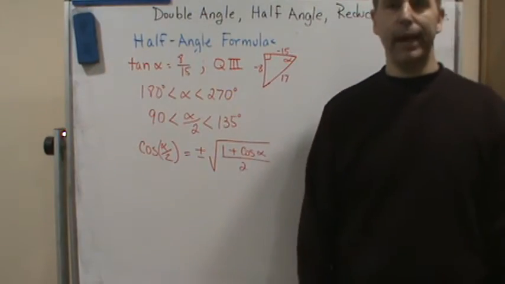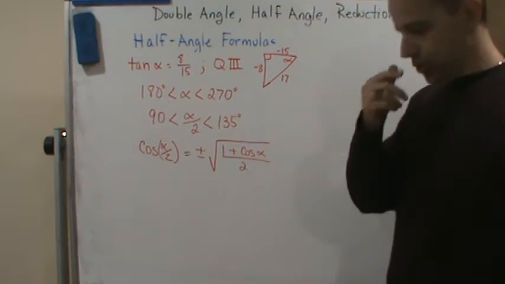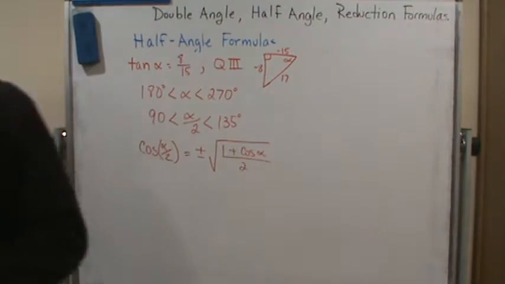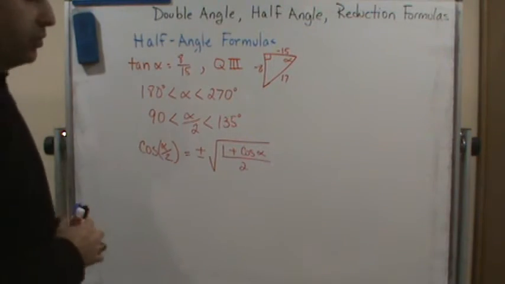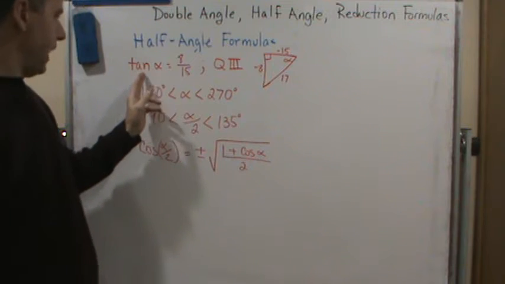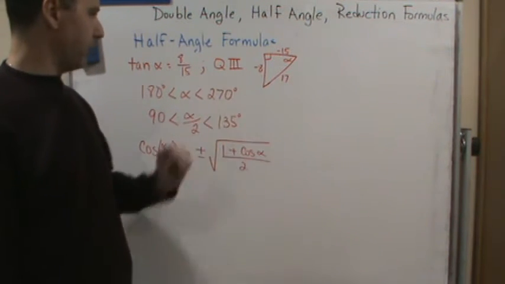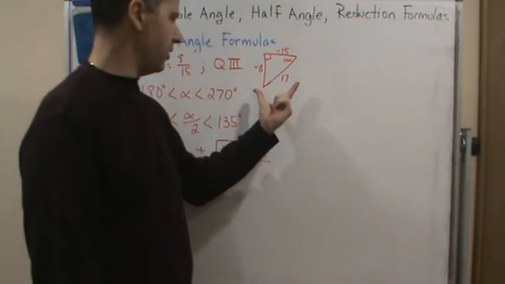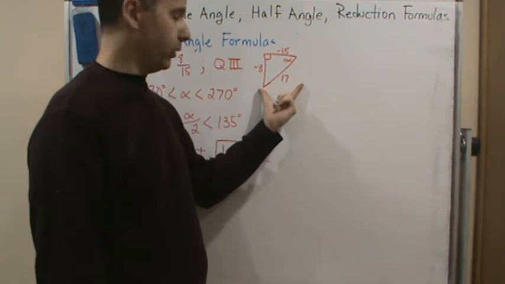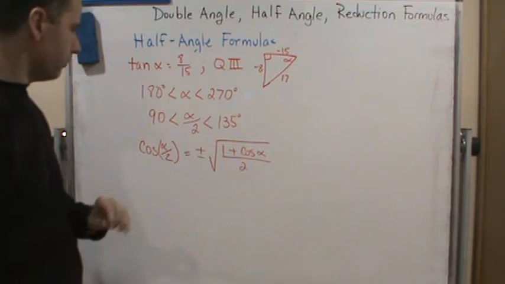Okay, so welcome back, and now we're going to do the other two that I talked about. So again, we have the same situation, just to recap. We have tangent alpha is equal to 8/15. This angle terminates in quadrant 3, and here's the right triangle that I created before, okay?